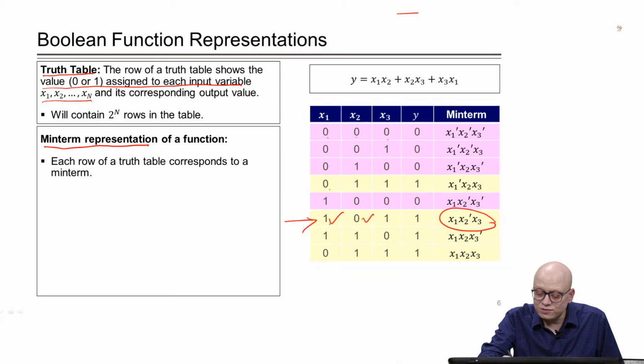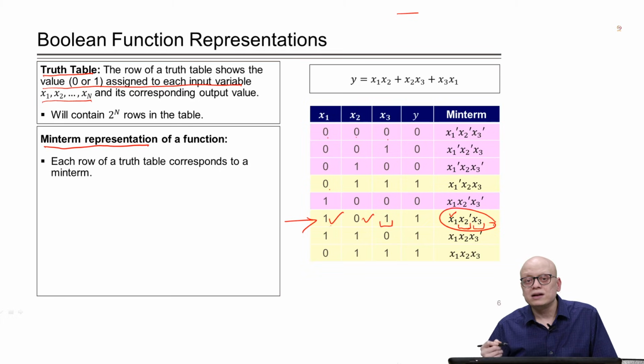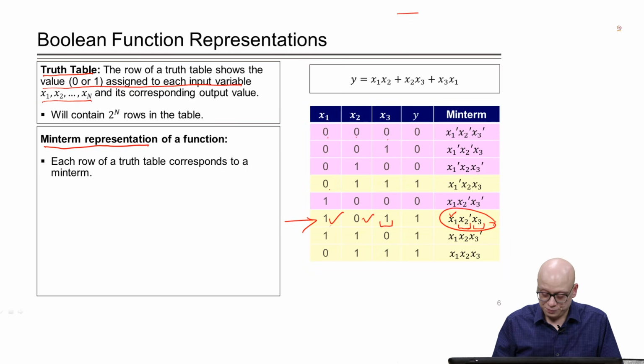For example, let us consider this row. x1 is taking a value of 1, so we take it as not complemented, simply x1. Now, x2 is taking a value of 0, and therefore we take its complement, x2 bar or x2 dash. And x3 is taking a value of 1, so we are not taking the complement. Similarly, we can associate a minterm with each row of the truth table.